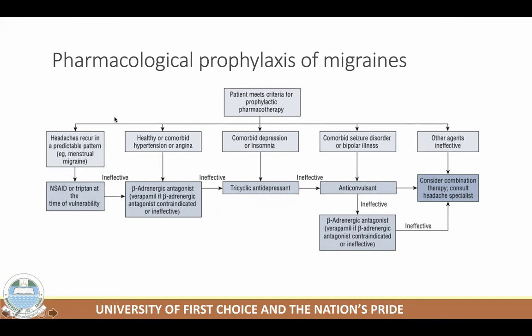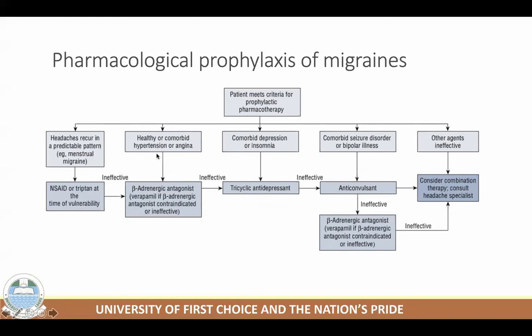So this table helps show how you can either have a compelling indication for the treatment, or you can just go down this line, from the set with the least number of side effects down to when it becomes more complex. Okay, it's very easy to follow. So, for example, like I mentioned, if there's a predictable pattern, you can initiate NSAIDs or triptans at the time of vulnerability.